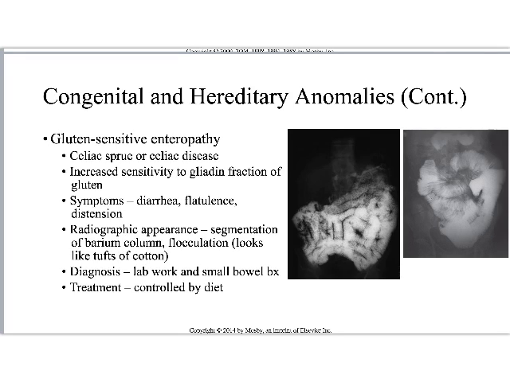So the radiographic appearance is going to show the segmentation of the barium column. So that means that we've got barium in some places and then not in others, right? The image on the right shows the segmentation, where it's like stop, start, stop, start, stop, start, different barium patterns throughout, where it should just kind of be barium throughout the intestine. And then flocculation, which is just a fancy word in that it looks like cotton. You can think like a flock of sheep, right? So it has that cottony appearance, and that's more apparent on the image on the left. So if you see an image like that, it's an image of celiac sprue or celiac disease. In general, the diagnosis is done with lab work, and the treatment is controlled by diet.